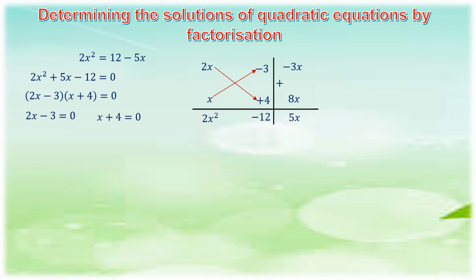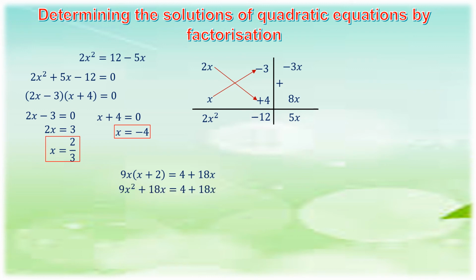Then transposing minus 3 to the other side, it will be equal to 2x is equal to 3. Dividing both sides by 2, we will be getting x is equal to 3 over 2. Then we have 4 transposed to the other side, it will be equal to x is equal to negative 4. Now let us have another one. Supposing we have 9x times x plus 2 is equal to 4 plus 18x.